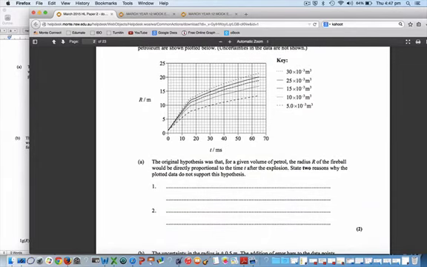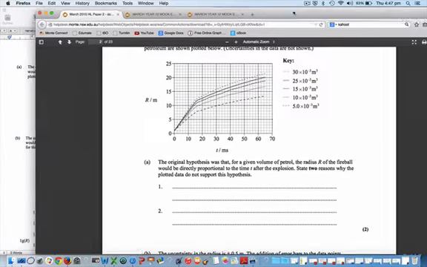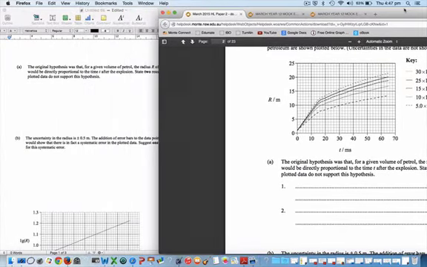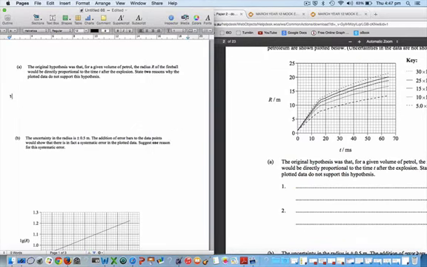The original hypothesis was that for a given volume of petrol, the radius r of the fireball would be directly proportional to the time t after the explosion. State 2 reasons why the plotted data do not support the hypothesis. First thing to say is that this is a very typical IB question. They love to talk about direct proportionality. And so over here I'm going to write my answers.